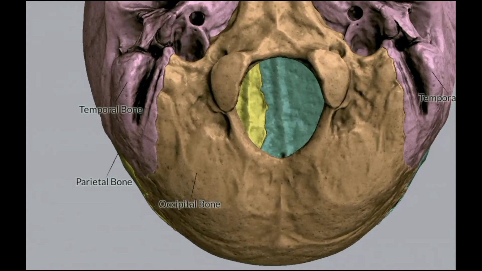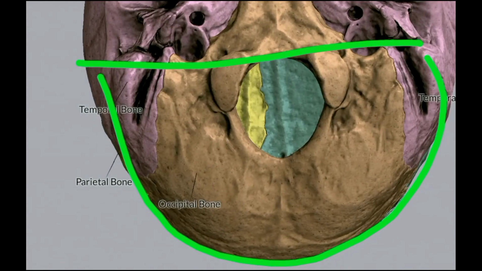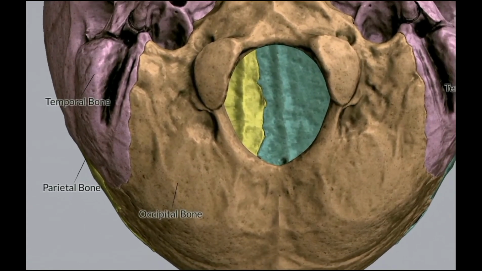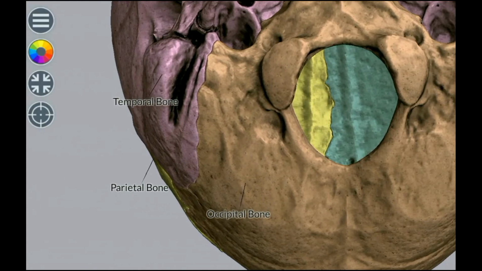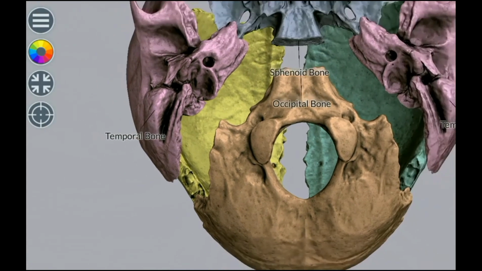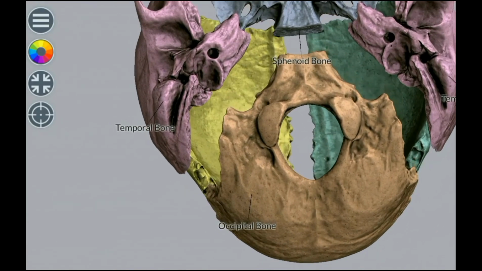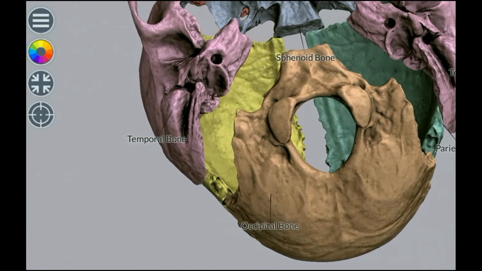Hi friends, now we'll discuss the posterior part of the norma basalis. As you already know, the posterior part is the part of the basal view behind the line passing in front of the anterior margin of foramen magnum. The bones you see here are the occipital bone, the mastoid part of the temporal bone, and some part of the petrous bone.